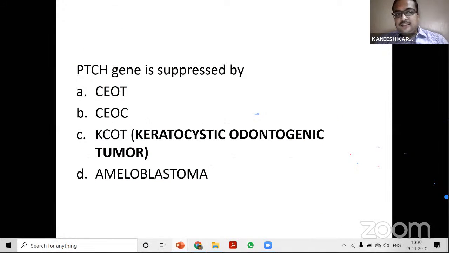What is the PTCH gene suppressed by? Okay, the answer is KCOT. Yeah, it is keratocystic odontogenic tumor. Okay.